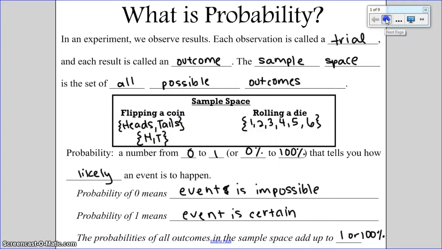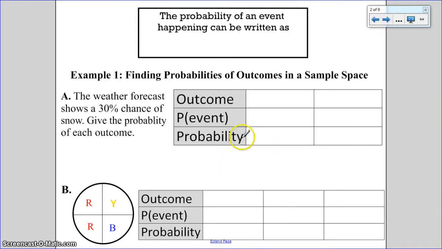Let's try some examples. The probability of an event can be written as P and then parentheses, and then you describe the event inside the parentheses. Again, just like the sample space, when you describe the event, that's just for you. It's not really a right or wrong description. The numbers will still be the same.